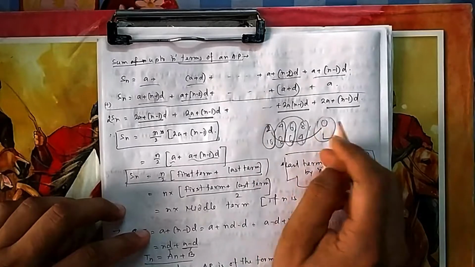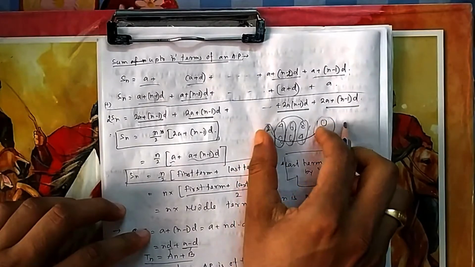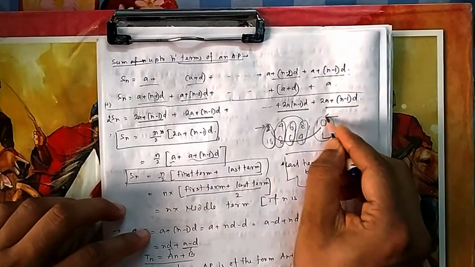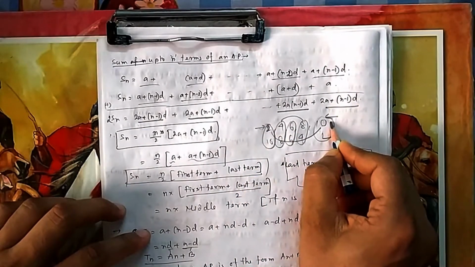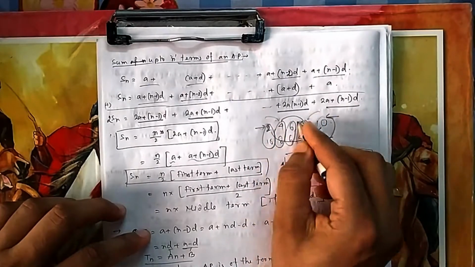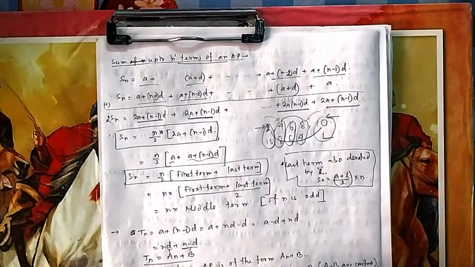terms which are at equidistance from the beginning and end, if you add them, that remains fixed. The first one from the first and the first one from the last, if you add, it is 12. Second one from the first, second one from the last, if you add, that also remains 12. So we'll see these properties.